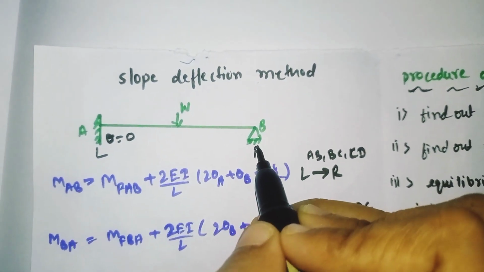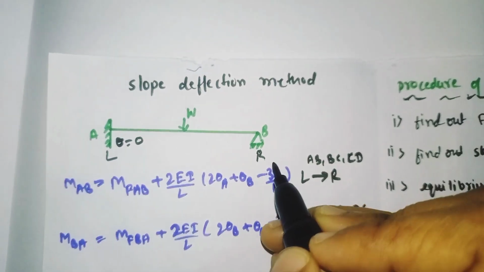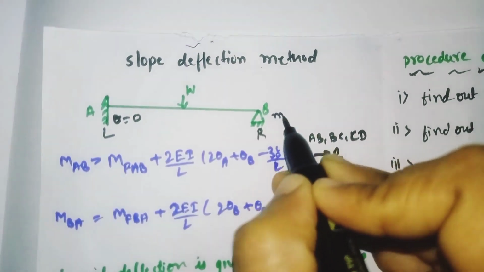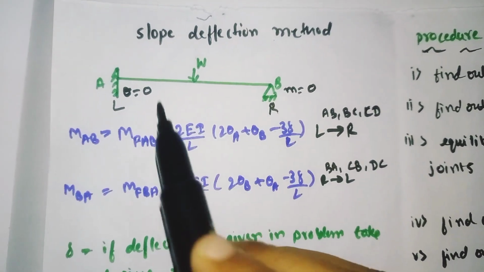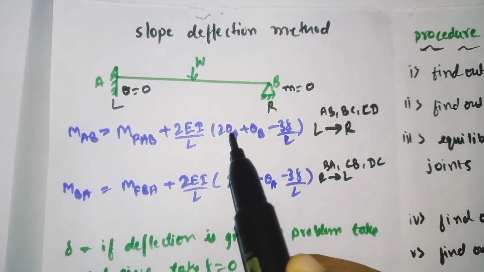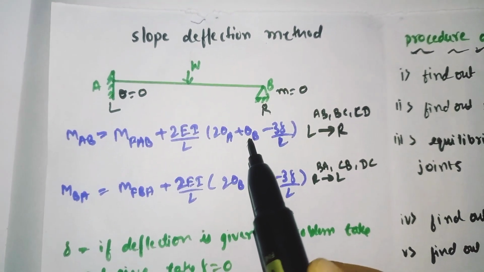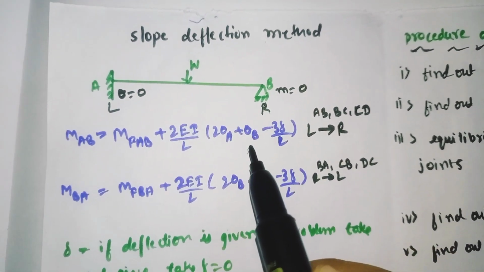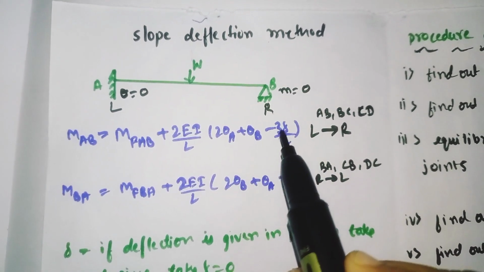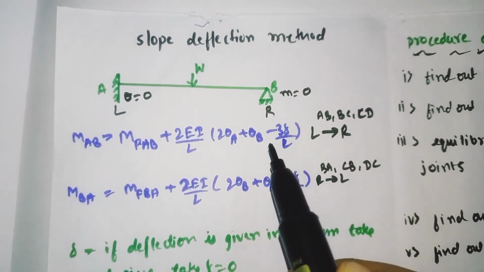This is in hinge. So here theta is not equal to 0. Here what happens is our moment is equal to 0 at this hinge. So here what happens, theta is equal to 0 means here 2 into 0 becomes 0. Here theta B, theta is not equal to 0. Some value will come here. Minus 3 into delta divided by L.